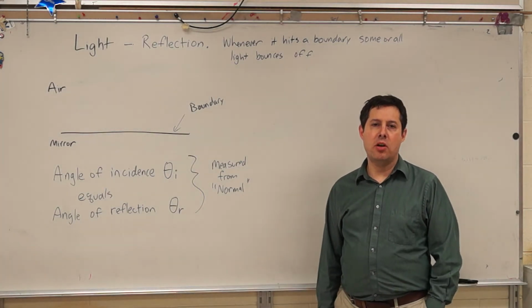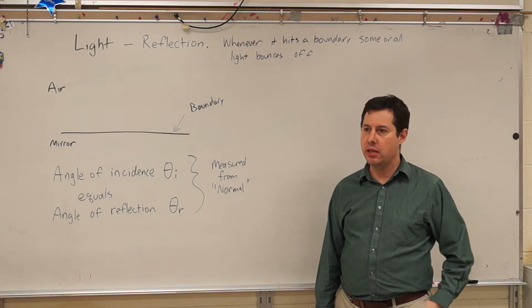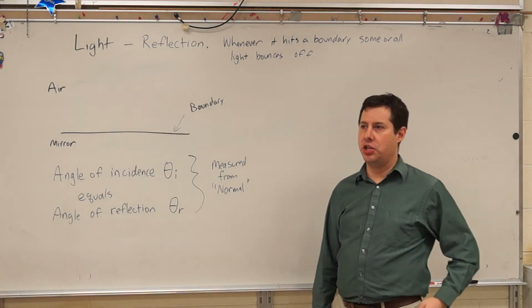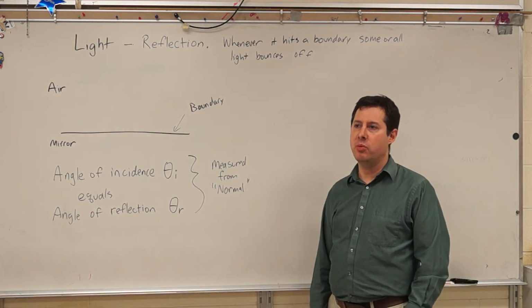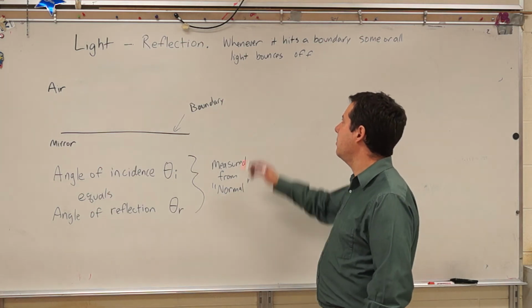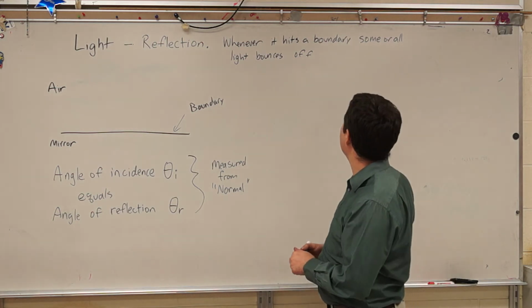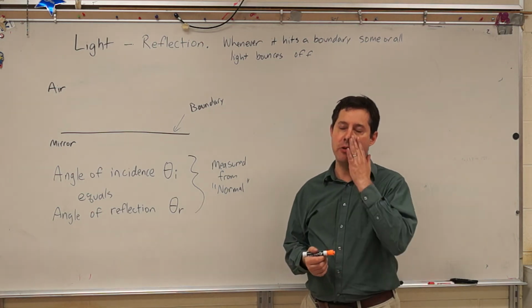Hi, today I want to talk about light and specifically the reflection of light. So you all know what reflection is. If you look in the mirror, you see your reflection. When we talk about light, the reflection of light basically means that when it hits a boundary of some sort, it reflects or bounces off that boundary.